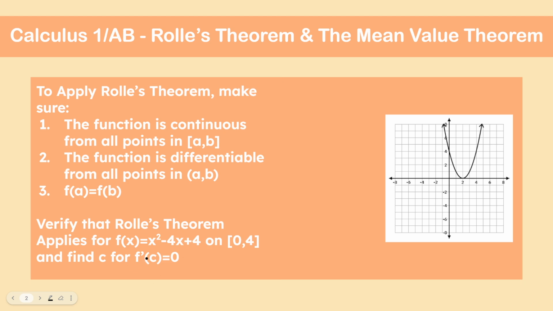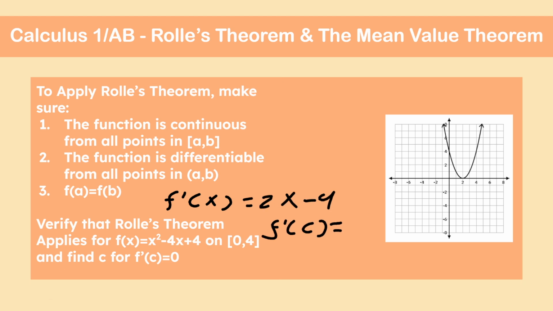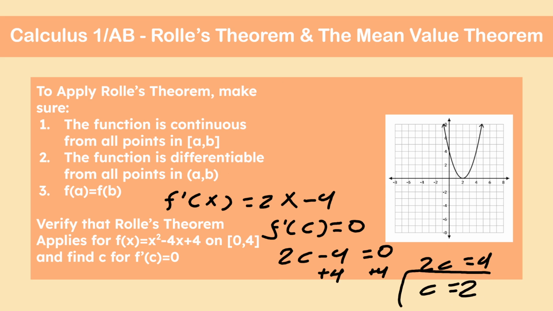So what we do next is take the derivative of the original function. We get that f prime of x is equal to 2x minus 4, and we want f prime of c to equal 0. So we're looking for some value where 2c minus 4 is equal to 0. Add 4 to both sides. We get that 2c is equal to 4, and that c is equal to 2. So our answer is c is equal to 2. The derivative at 2 is equal to 0, and this can be shown with the graph as the tangent line is horizontal here.